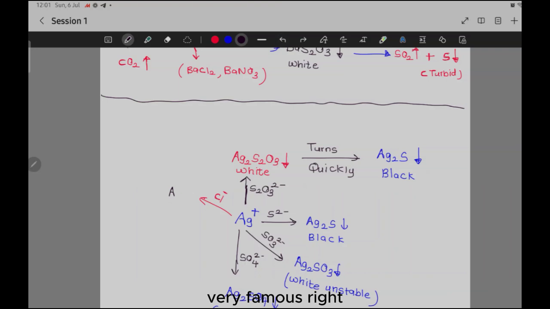Very famous, right? There is no paper without AgCl. Every paper contains silver chloride, either the MCQs or any part. AgCl is always present. So AgCl is very important. If possible, highlight it 2 times. This is a white precipitate.